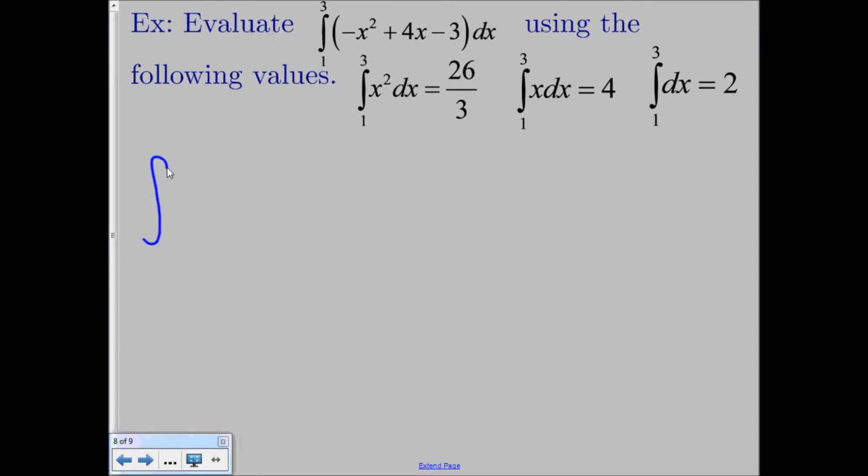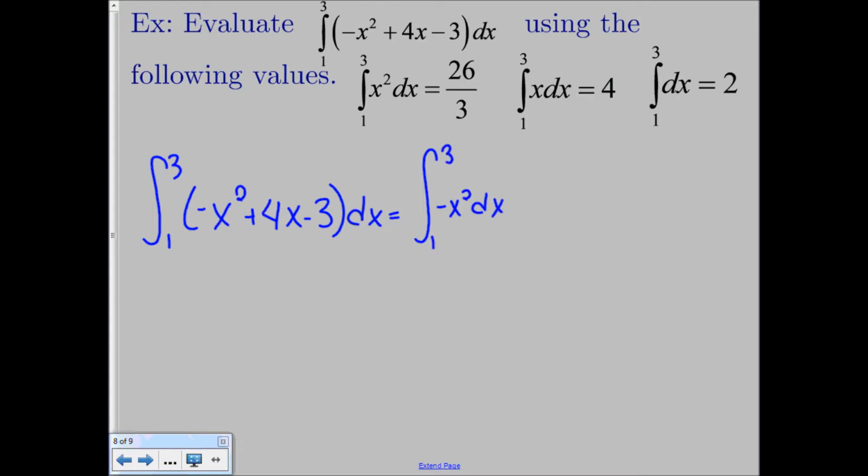So, the integral from 1 to 3 of negative x squared plus 4x minus 3 dx. We're just going to use the sum and difference rule first to split that integral up into 3 separate integrals. So we're going to get the integral of negative x squared dx from 1 to 3 plus the integral from 1 to 3 of 4x dx minus the integral from 1 to 3 of 3 dx.